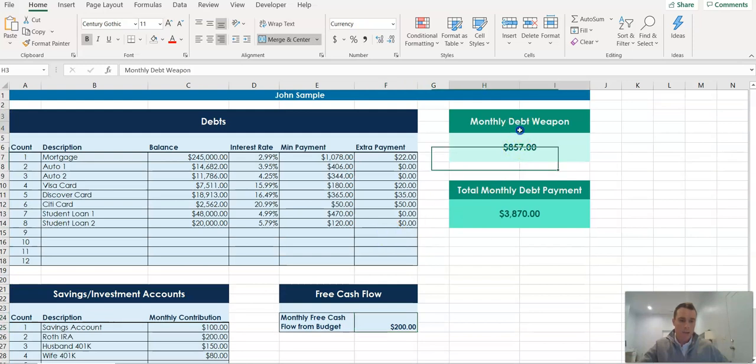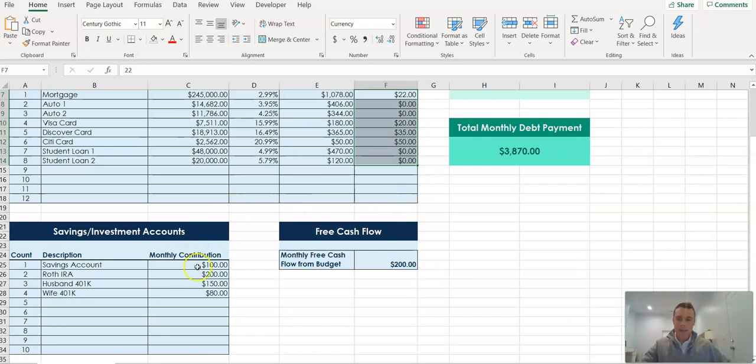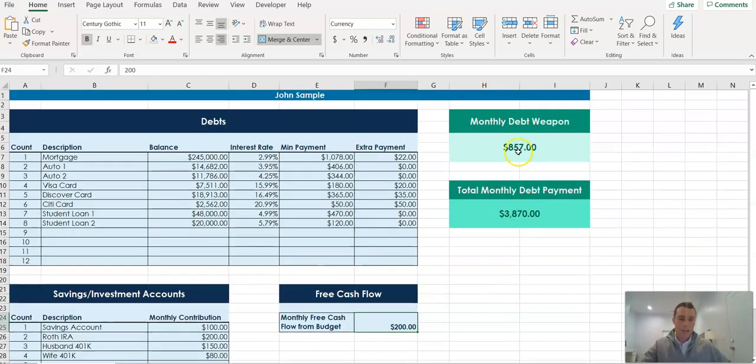Then the two green boxes on the right will auto-calculate. This takes the extra payments we're making on our debts, the investments that we consider inefficient dollars, plus the free cash flow in our budget, to give us a total, in this example, of $857 per month that we are going to use as our debt weapon to attack our debts and implement this process.